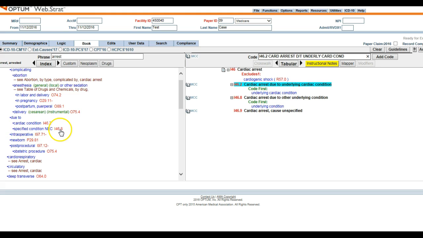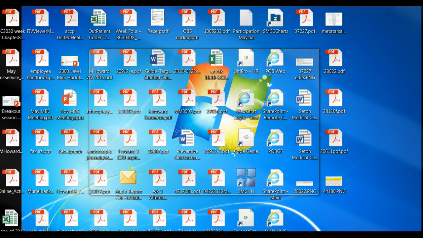Let's see, due to, that's cardiac condition, specified condition. Okay. Cardiac arrest due to underlying cardiac condition. No, it does not say he has an underlying cardiac condition, but it does say due to underlying condition, because he had cardiac arrest due to being poisoned, due to overdosing on drugs. And that's pretty much how we figure out what's next.